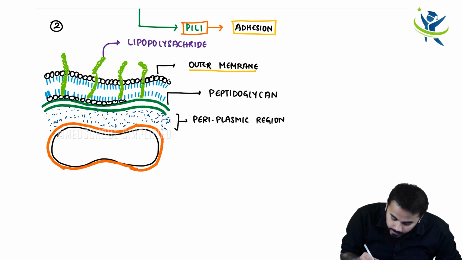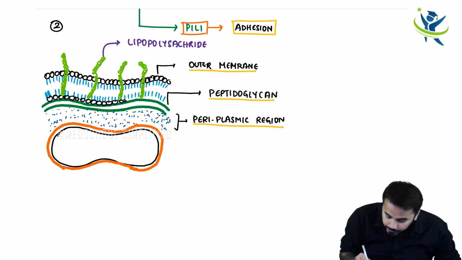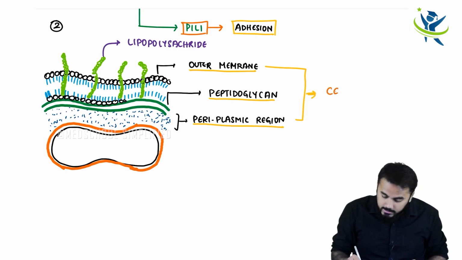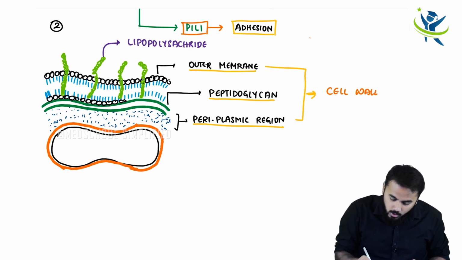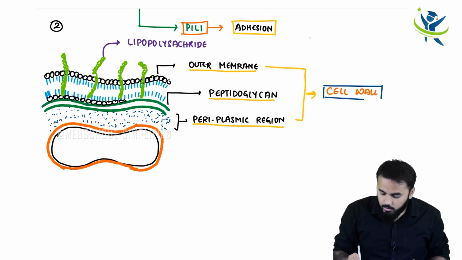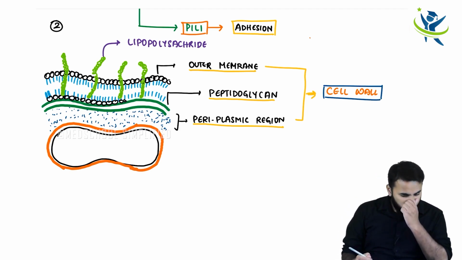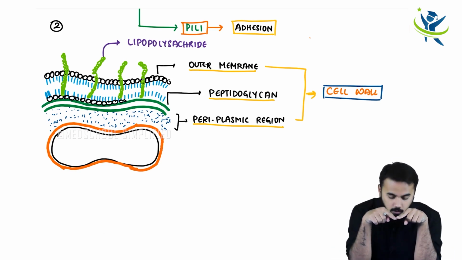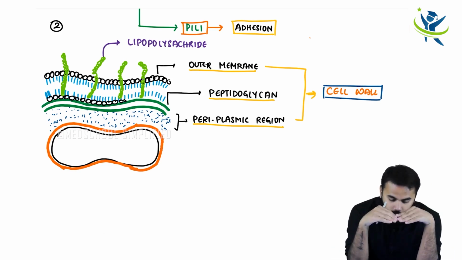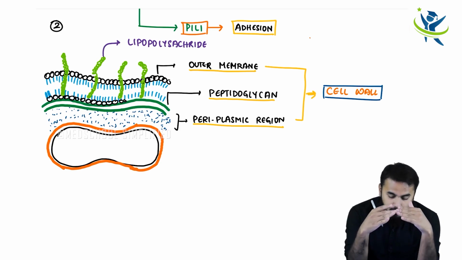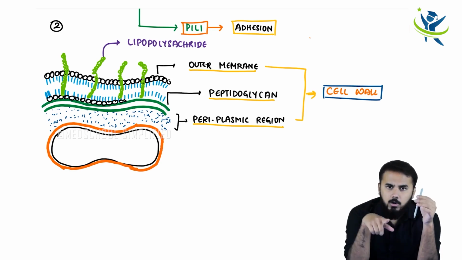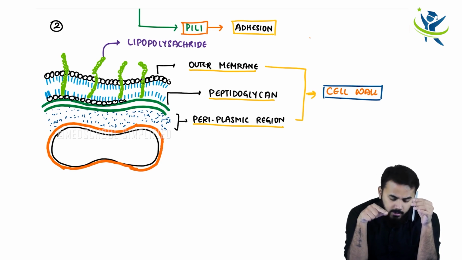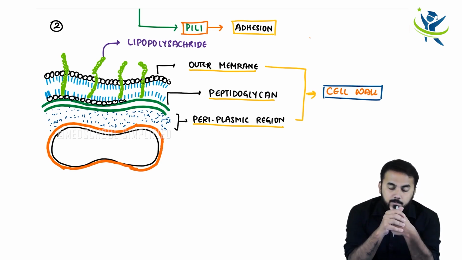Now, the outer membrane, the peptidoglycan layer, the periplasmic region, all these three things together, you call a cell wall. Okay. So you call all these three layers a cell wall. Clear? So you have the bacteria. Surrounding the bacteria you have a plasma membrane. Surrounding that you have the periplasmic region, next the peptidoglycan layer, next the outer membrane. Within that phospholipid bilayer outer membrane, you have lipopolysaccharide, right?